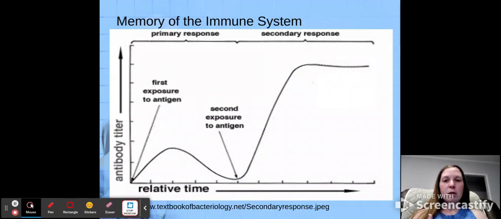So memory of the immune system, we've got the first exposure to an antigen. We've got the primary response in relative time. So you can see it never actually fully got that high, but it was effective enough to teach the body what to do. Then second exposure, much higher amount of antibody and much quicker for that to occur.